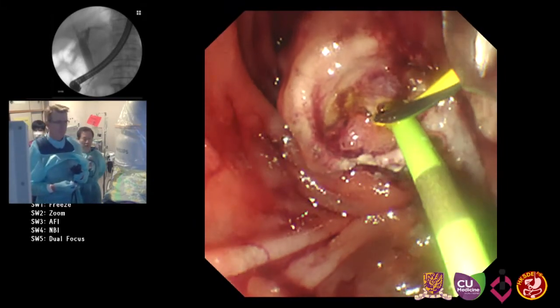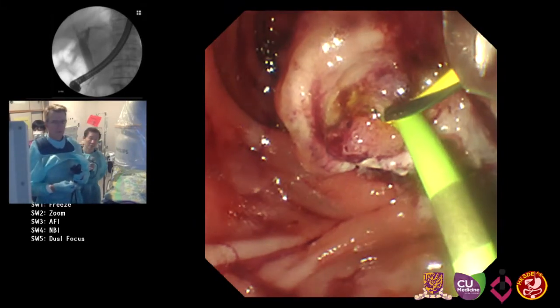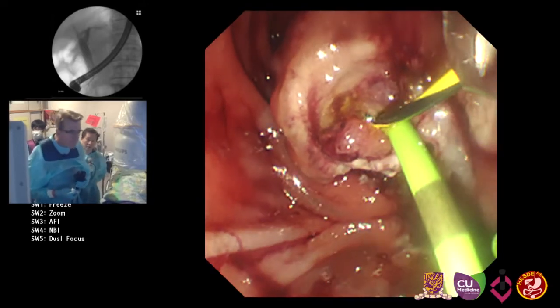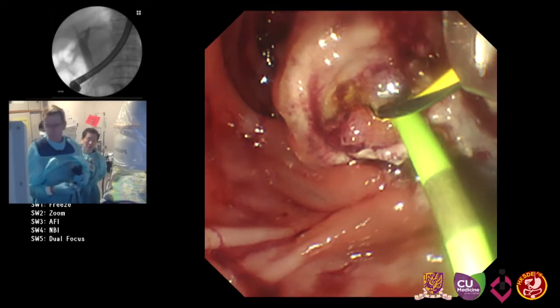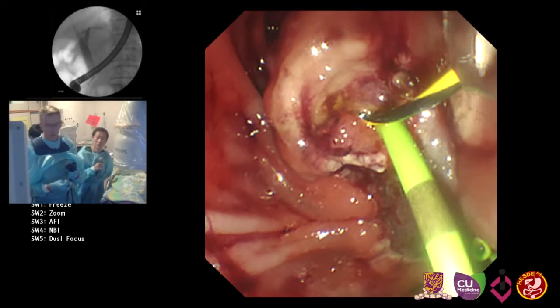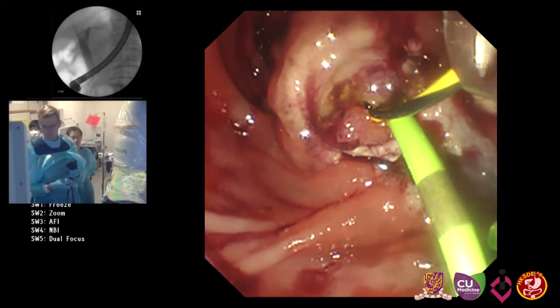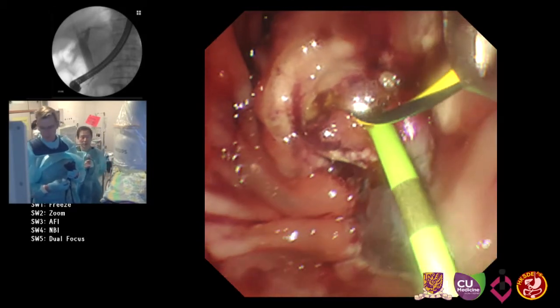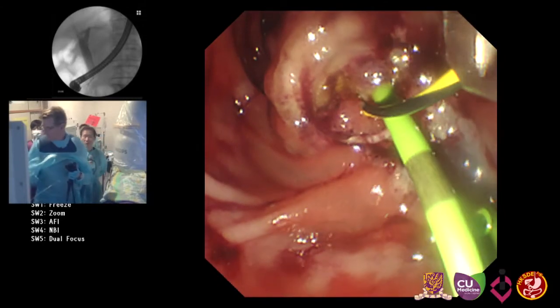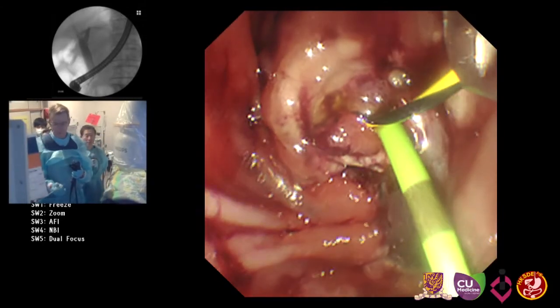So what will you choose for the length of the metallic stent? What is the length of the metallic stent? Oh, so you put a 6. I think if you go for a 4, it's a little bit too short. It might migrate. Yeah. We haven't had any migration. So we can show the 6 fully covered WallFlex.